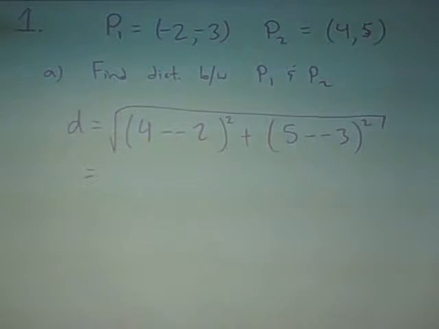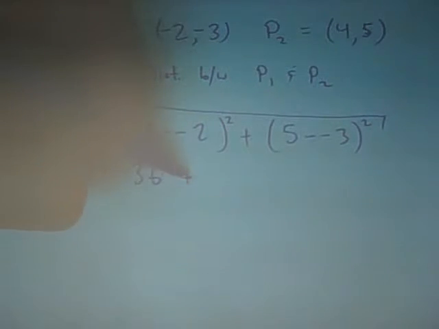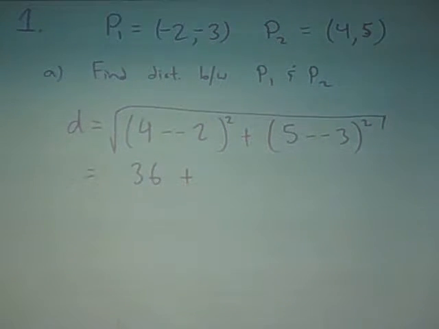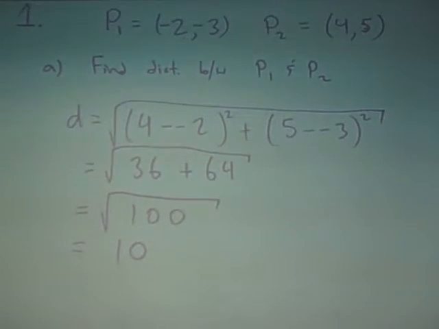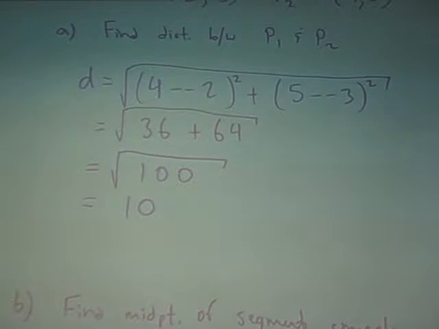4 minus negative 2 is 4 plus 2, which is 6. 6 squared is 36. 5 minus negative 3 is 5 plus 3, or 8. And 8 squared is 64. If we take 36 plus 64, we get 100. And obviously the square root of 100 is 10. So the distance between those 2 points is 10 units. And again, hopefully you can see that okay.